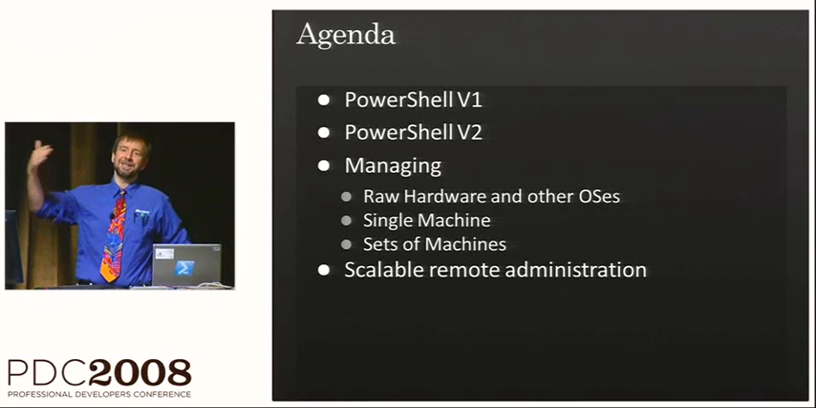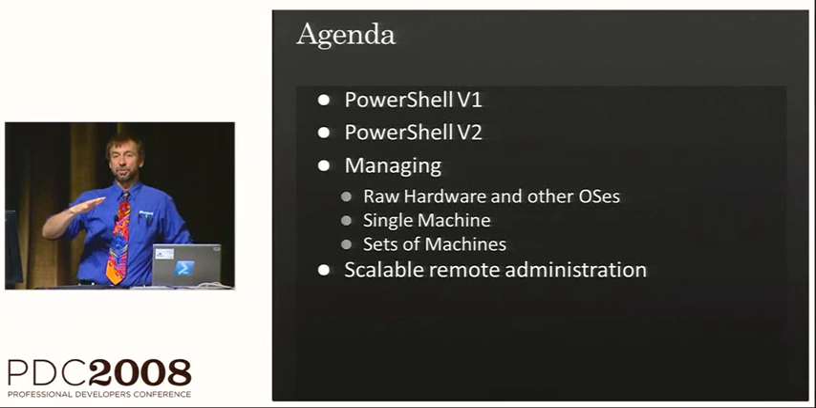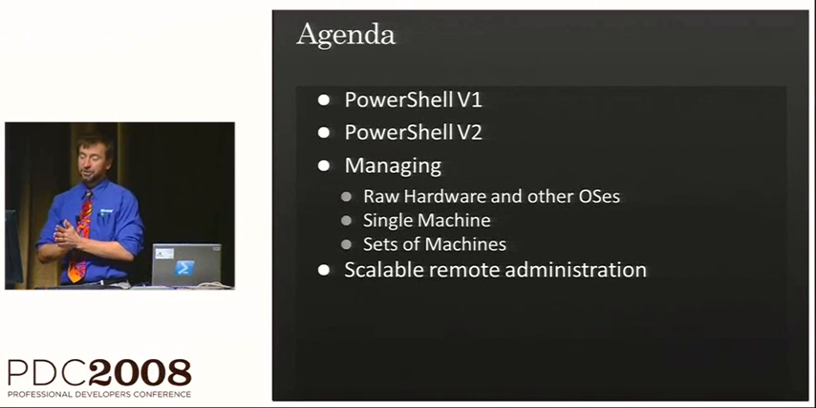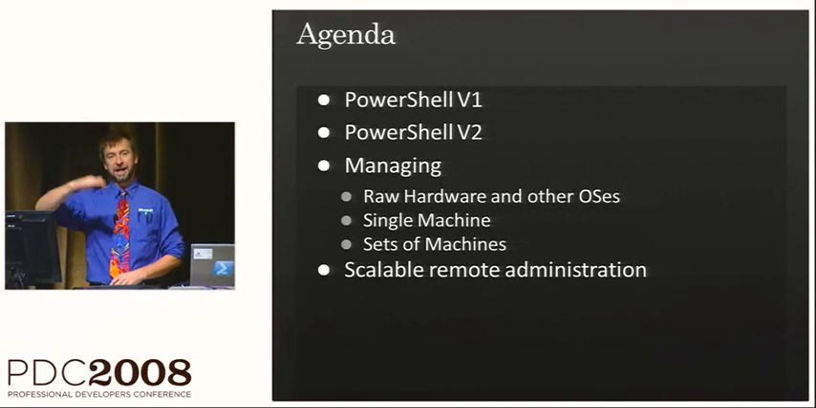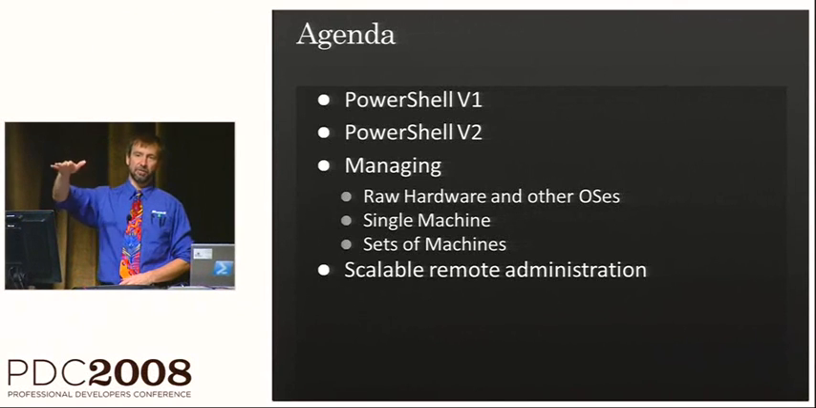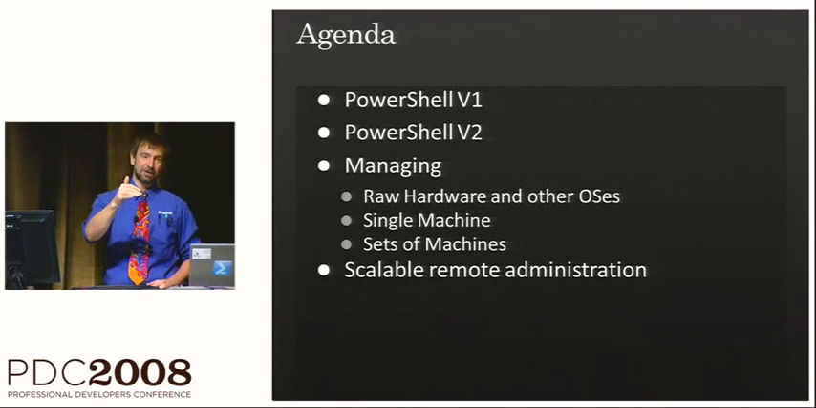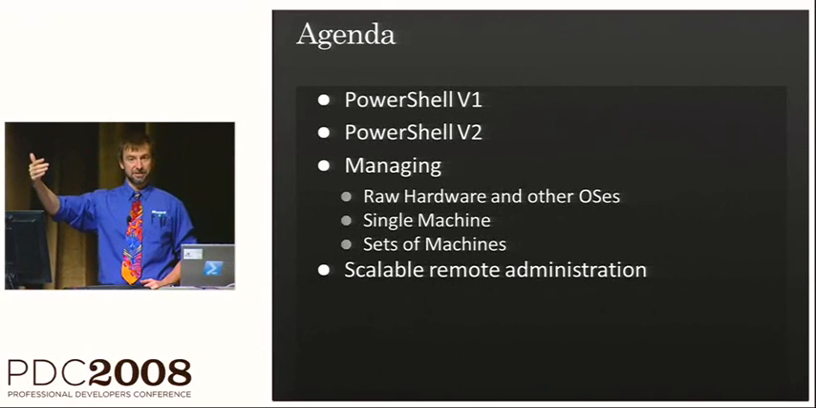Version 2 has at least as much innovation in it as version 1 did because we were able to leverage all the great architecture work that we had done in version 1. So it's vast, and today I'm only going to be able to talk to you about a very narrow sliver of that. In particular, we're going to talk about how you can manage the entire stack, raw hardware, other operating systems. Then we'll talk about how you can focus in on managing a single machine in lots of different ways, and how you can take that and then scale up to manage large sets of machines.